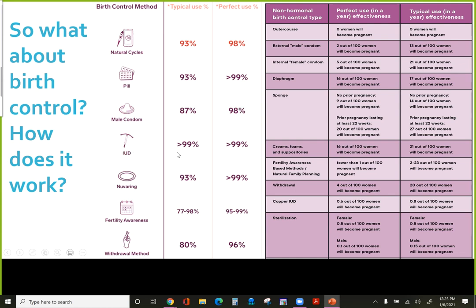Hormonal IUDs are the most effective at preventing pregnancy. I have a hormonal IUD. I love it. It's great. Now, all of these hormonal methods do nothing to protect you from STDs, right? STD protection not included. We're simply talking about pregnancy right now.